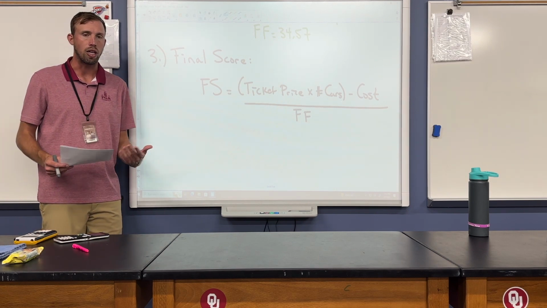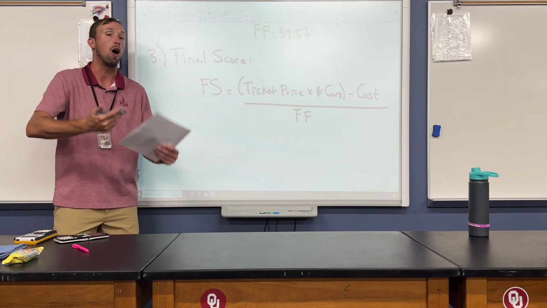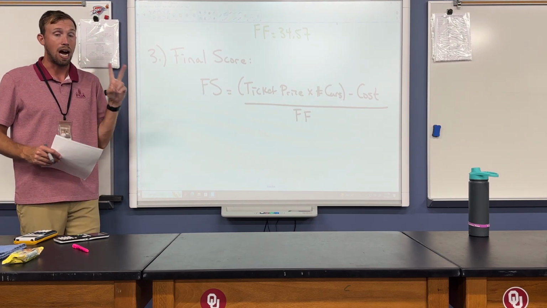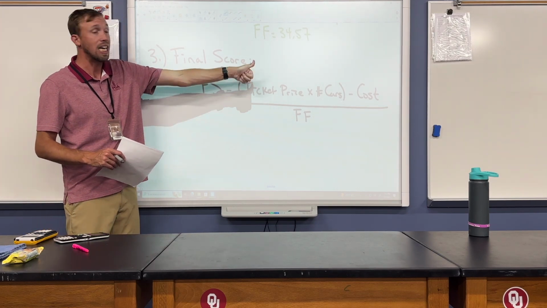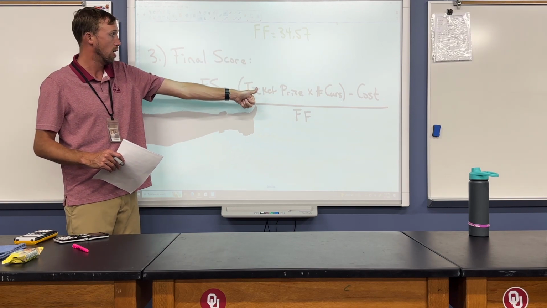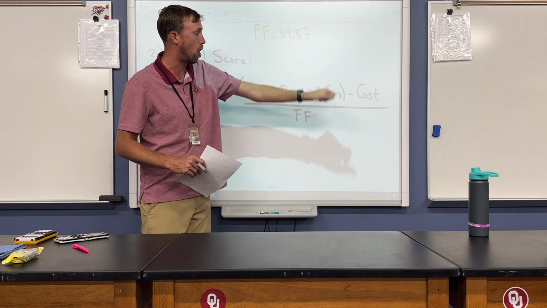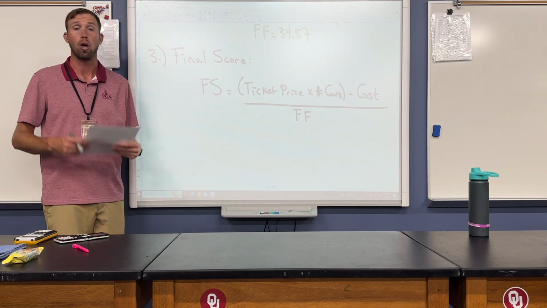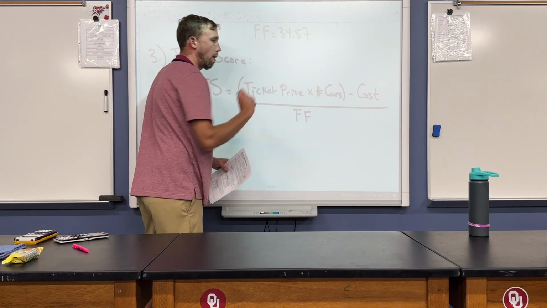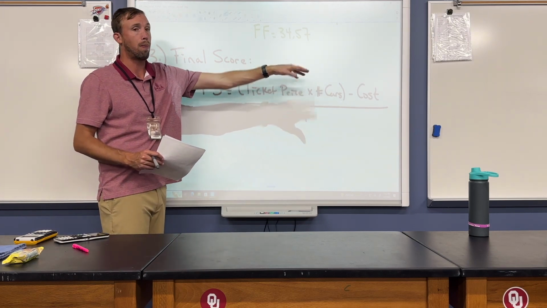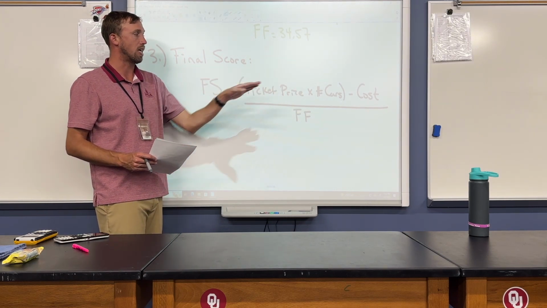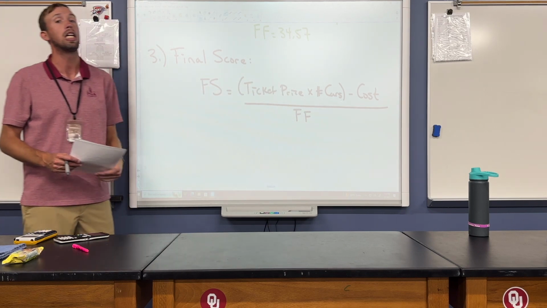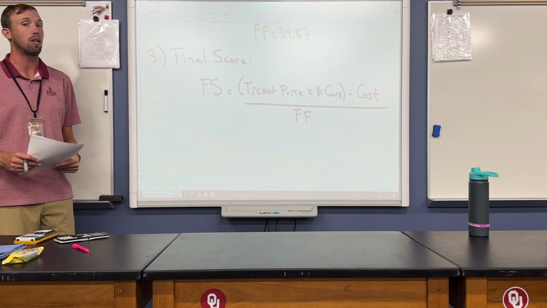In any equation, in order to get the output to be high, so if we want our score to be high, we can do one of two things. One, we can increase the numerator. So I can up my ticket price, up my number of cars, or drop my cost. All of those things would help improve my final score. Or I could drop my fuel factor. I may have a pretty low numerator, but if I divide by a really, really low denominator, I might be able to get a really good score in the long run.